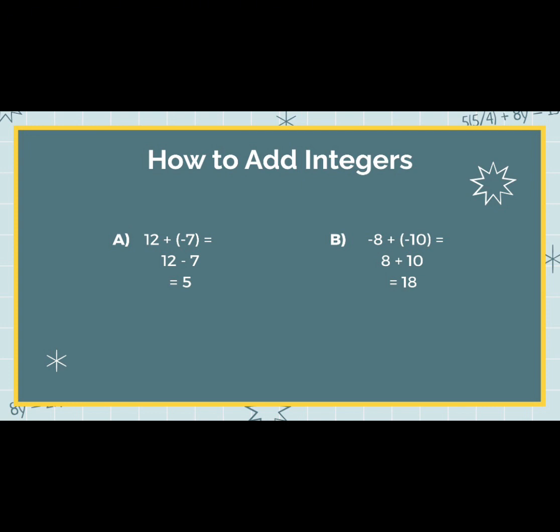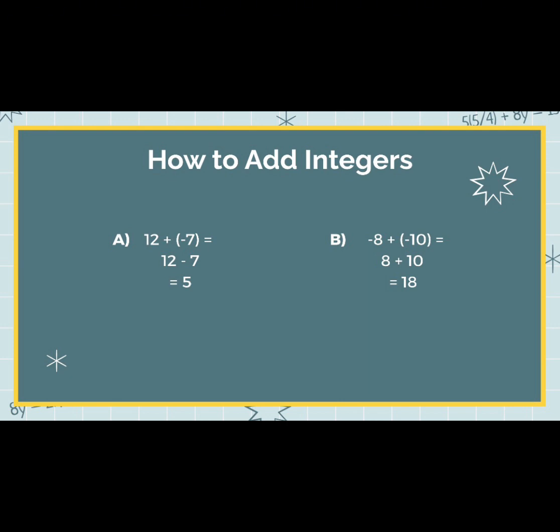Let's jump into number 1, where we have 12 plus negative 7. We'll start this problem by taking a look at the sign. We have a positive 12 and a negative 7. So we have a different sign, a positive and a negative. Since we have a different sign, we are going to take the greater absolute value and subtract the lesser. Our answer will take the sign of the greater absolute value.